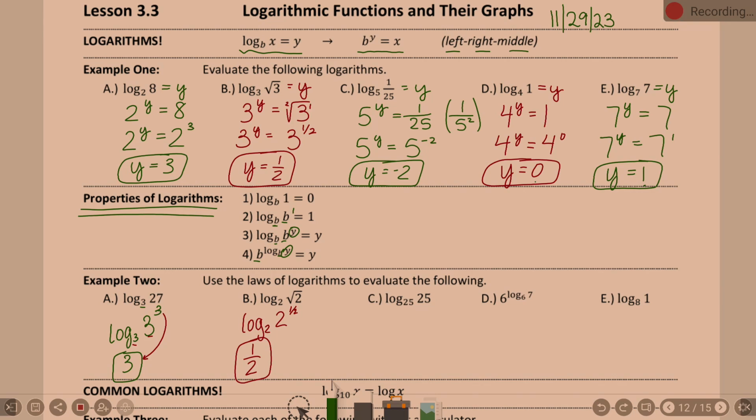Okay, C. Log base 25 of 25. 1. That is property 2, yes? The 25's match, so it's equal to 1. D. He says 7. This is property 4. When the base 6 matches the base of my logs, my answer is the 7 that's the inside of the log.